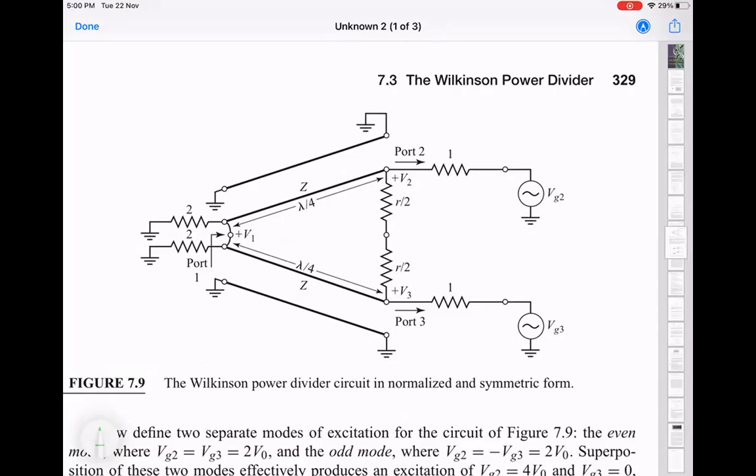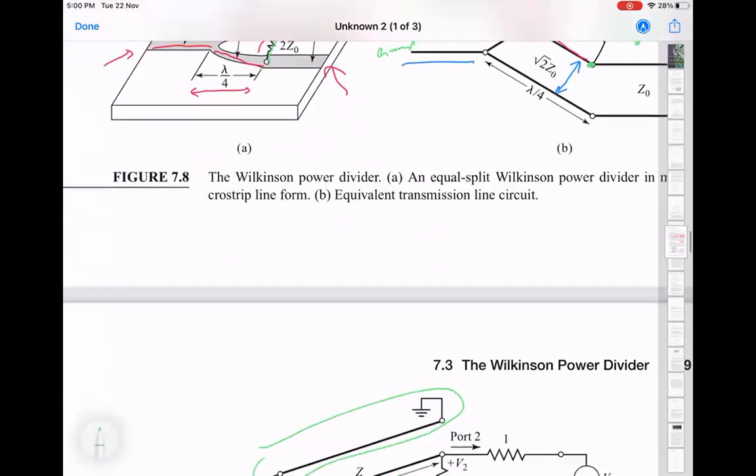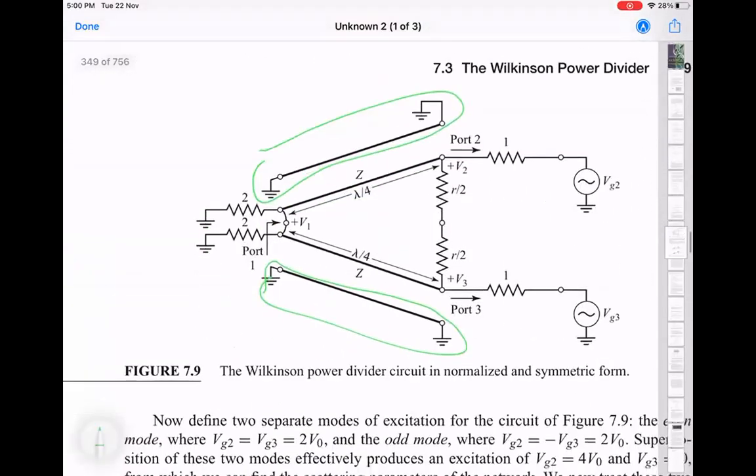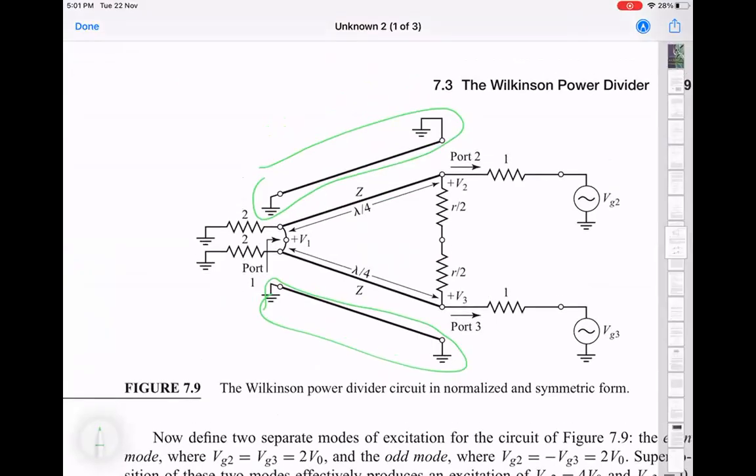You can sort of forget all of this part, okay? Because this is just representing the ground line for the entire circuit. We already saw that in this picture also, the ground is just common everywhere. It's not really serving any purpose, except to say that it's a transmission line with two conductors. So the entire 3-port device has been restricted to only the necessary part here.